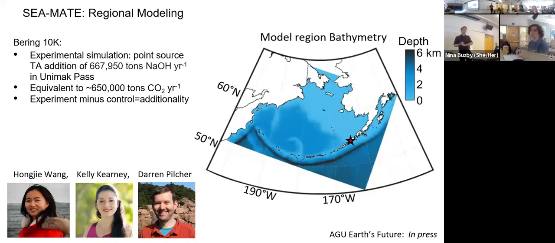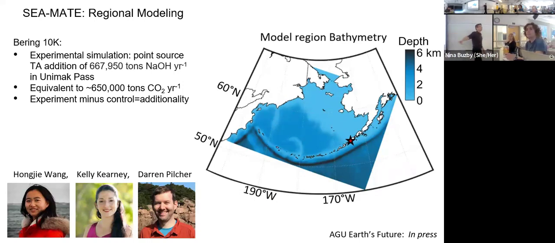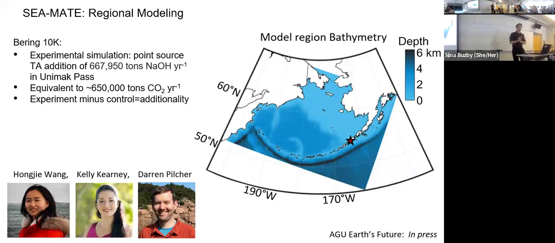For the modeling component of this, we're using the Bering 10K regional model, which is, this is the model domain. We're simulating a large release of alkalinity right here at this red star and asking what that does to the chemistry, over what time scales does it re-equilibrate. This is work that was led by Hongji Wing, Kelly Carney, Darren Pilcher. Kelly did a lot of the modeling and Hongji did a lot of the write-up.